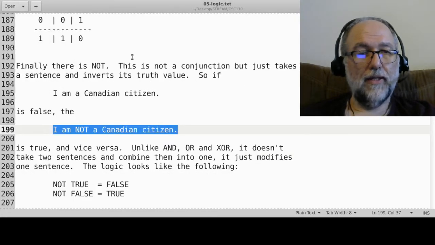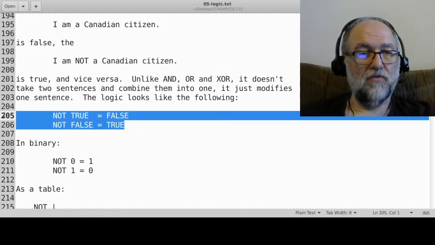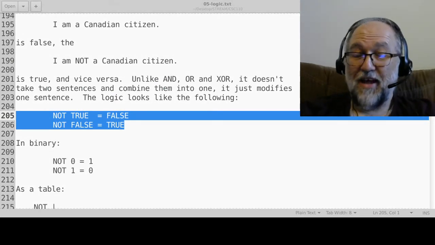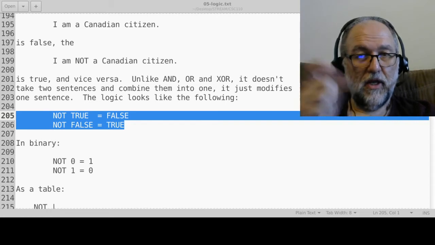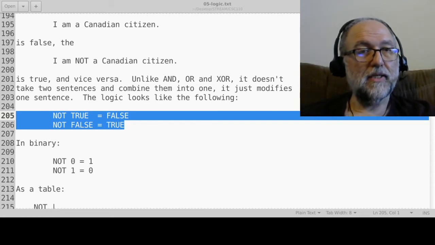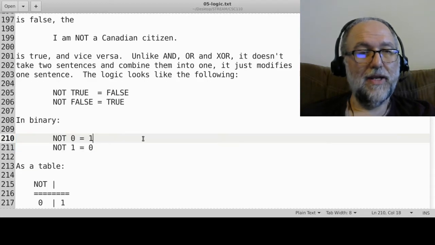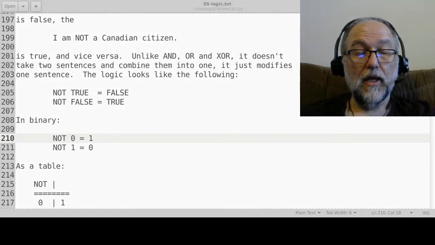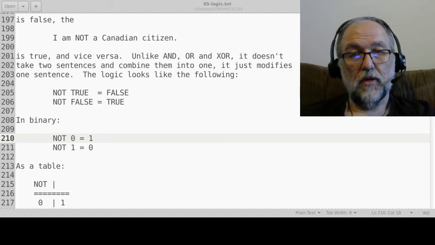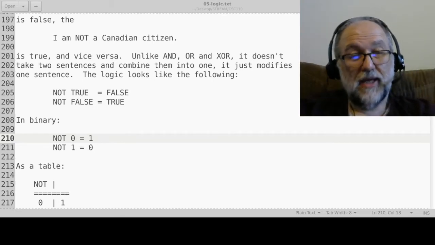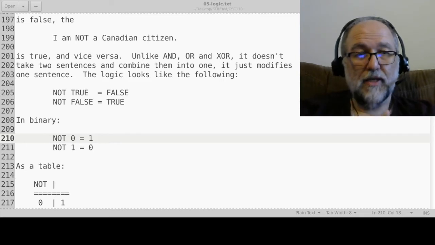Okay, and so that just reduces to this in terms of logic. Something that is not true is false, and something that is not false is true. Not just inverts the 2 possibilities. In binary, that turns out to be this. Okay, so not 0 is 1. And not 1 is 0. All right, because there's only 2 possibilities. If you're saying it's not 1, well, then it's got to be 0. And if you're saying it's not 0, then it's got to be 1.